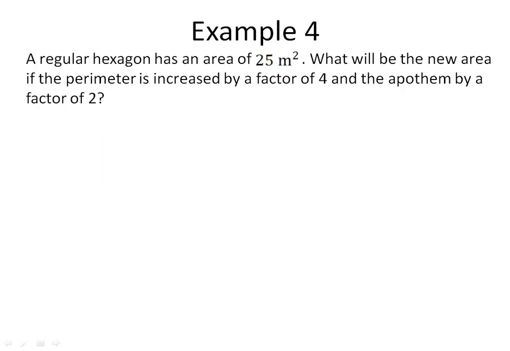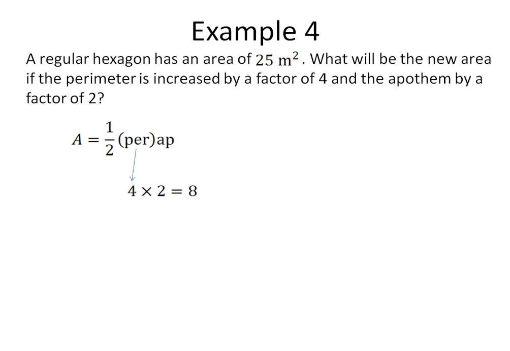Okay, example 4. A regular hexagon has an area of 25 square meters. What will be the new area if the perimeter is increased by a factor of 4 and the apothem by a factor of 2? Okay, if you remember, the formula we've been talking about earlier in this chapter was that the area is equal to 1/2 of the perimeter times the apothem. Okay, so we simply plug in our changes, which is going to be 4 times the perimeter and the apothem by a factor of 2, so that gives us 4 times 2 equals 8.